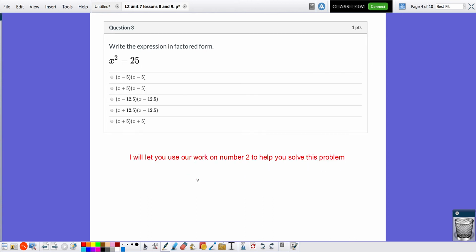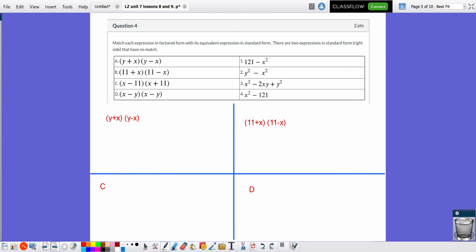I will let you go ahead and use what we did in number 2, on the previous page, to solve this equation. For this one, match each expression in factor form with its equivalent expression in standard form. So we know that this is standard and this is factored. Okay, so we can do it this way. We can multiply the factors to see which standard expression we can match to.